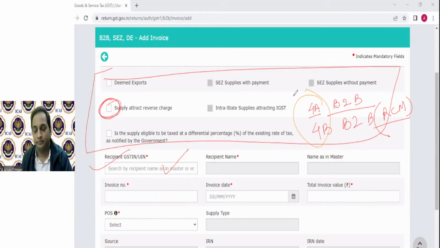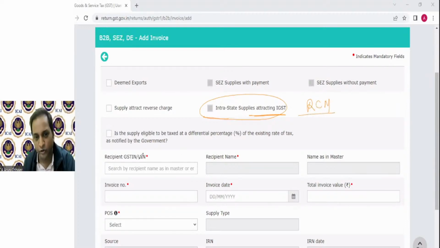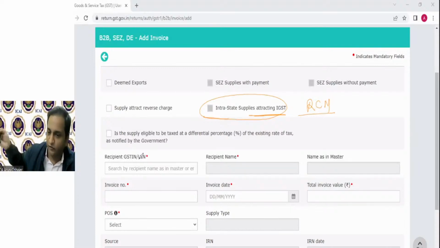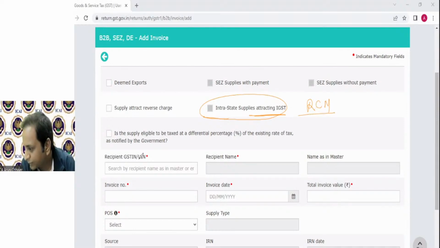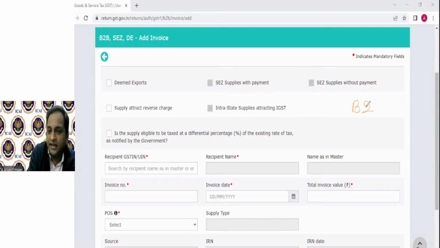Now moving to intra-state, meaning within the state. There is some exception in case of the RCM. I'm not sure whether it is applicable to you or not. Probably, if you have discussed the RCM chapter, then you have discussed this exception also. But about B2C, RCM can never be B2C.